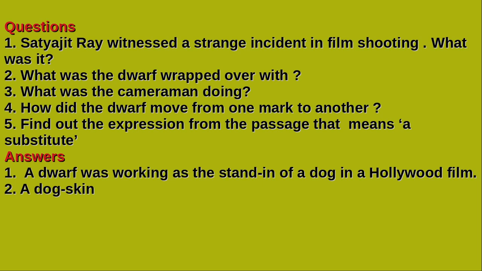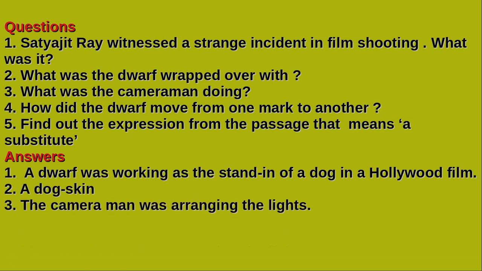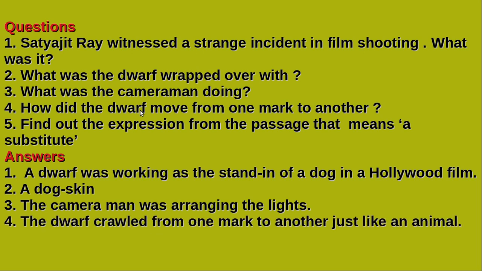It is there in other words, but you can write it as it is. Otherwise, you can write it in your own words. That is, in the passage you can see he was busy with the lights. Otherwise, in your own words you may write the cameraman was arranging the lights. Okay. Now, how did the dog move from one mark to another? Answer is there as it is. The dog crawled from one mark to another just like an animal.